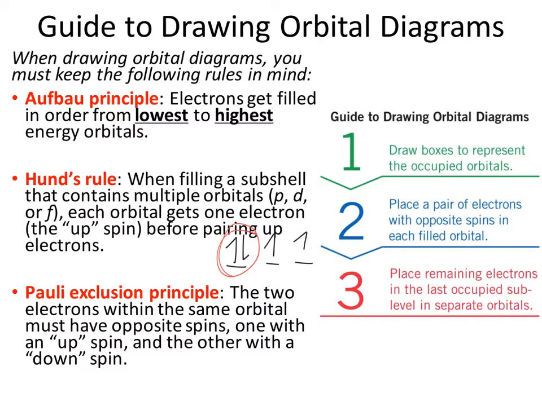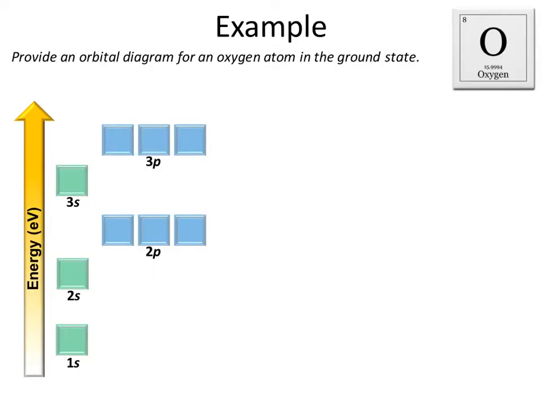So what you need to do is first draw your orbitals, figure out how many electrons there are, fill all the electrons up to the last little bit, and then we're going to be placing electrons in our valence shell, as we will. So let's do an example here. Here we have oxygen, and it's asking us to provide an orbital diagram for oxygen in its ground state. Ground state means that there are no excited electrons. All the electrons are where they logically should be.